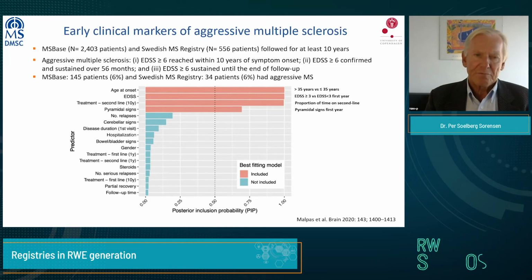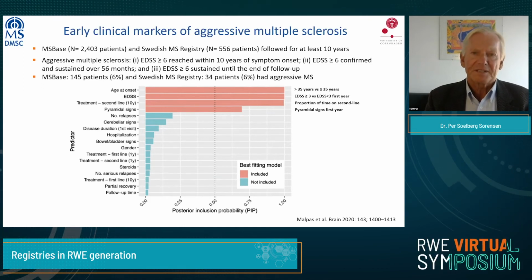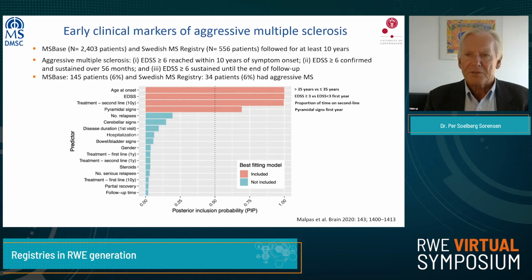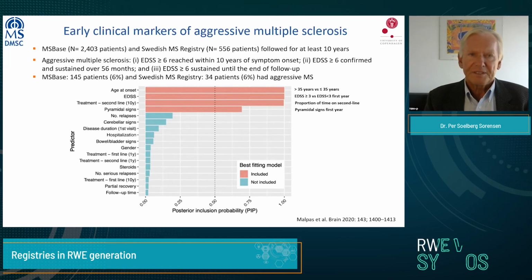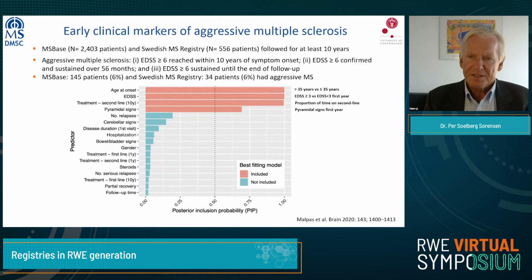They defined aggressive multiple sclerosis as EDSS 6 or more reached within 10 years from symptom onset. And this EDSS should be sustained over more than 56 months, and the EDSS 6 or more should also be sustained until the end of follow-up. Overall, 6% of the patients in the MS base and 6% of the patients in the Swedish register had aggressive disease. And if they looked at the early markers, the age at onset was a strong predictor.